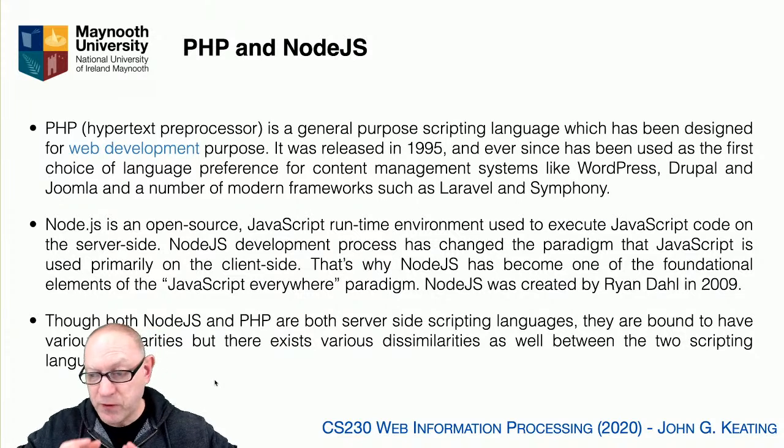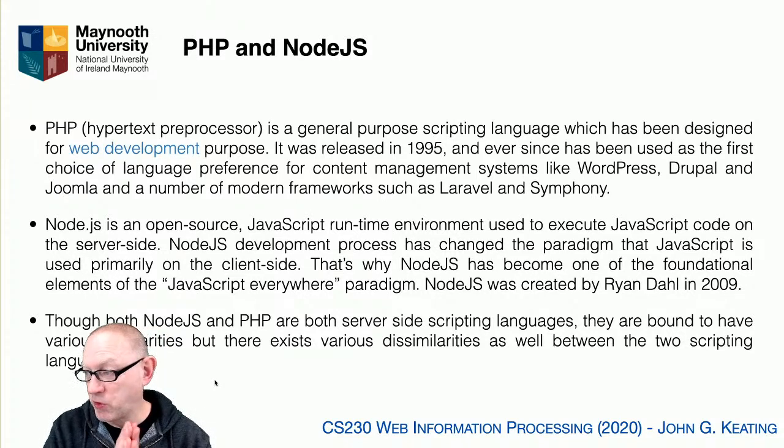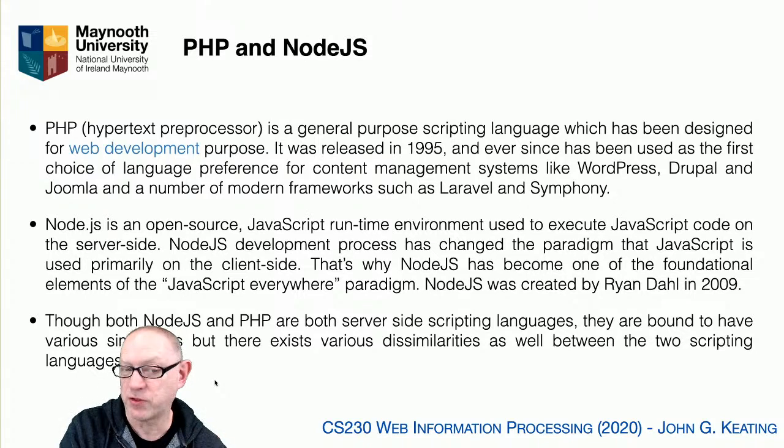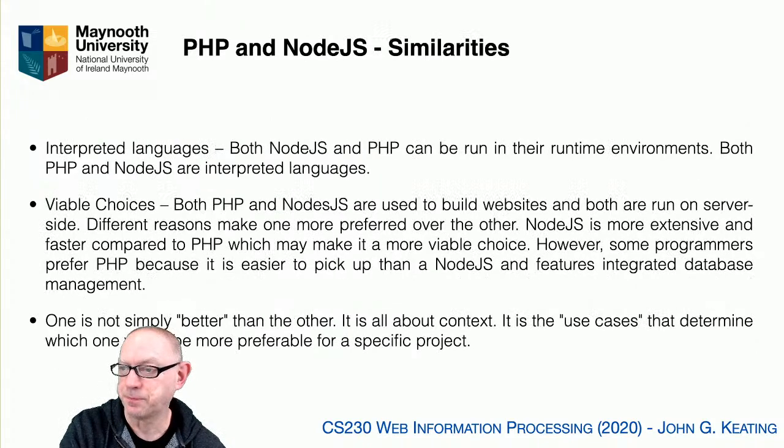We have the client side and the server side. So both Node.js and PHP are server-side scripting languages. They are bound to have similarities, but there are also various dissimilarities between the two. And we just think in terms of JavaScript on the server side. That's why I'm referring to it as Node.js. These differences don't apply to the front end, because with PHP you can have JavaScript embedded in the front end as well. Then, of course, you know this already, but I'm just referring to the back end.